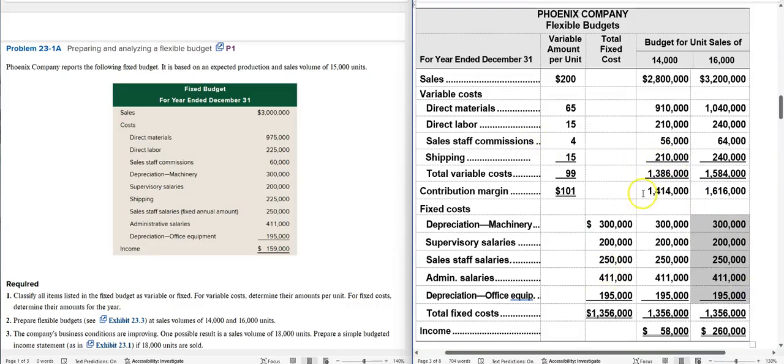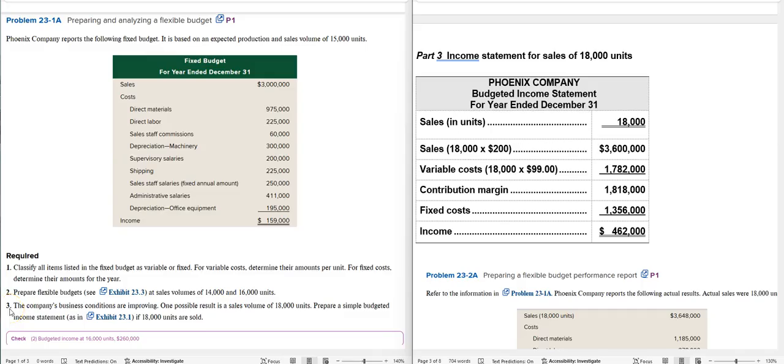So now I have my contribution margin less my fixed cost. I now have a budgeted income for 14,000 units sold, 15,000 units sold, and 16,000 units sold. All right, the last item here: the company's business conditions are improving. One possible result is a sales volume of 18,000. We're going to prepare a simple budgeted income statement if 18,000 units are sold.